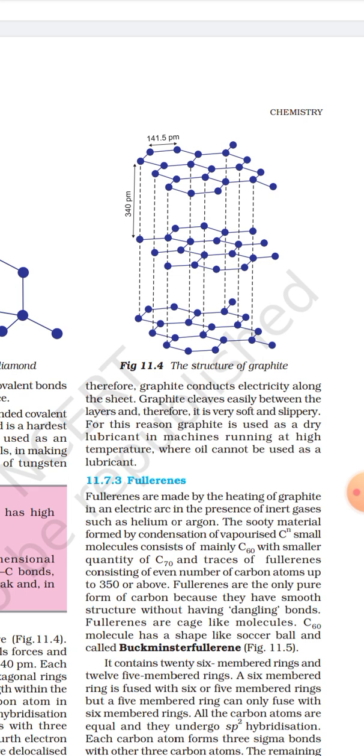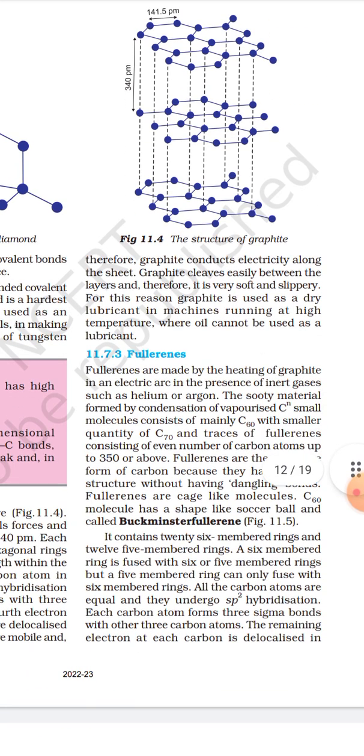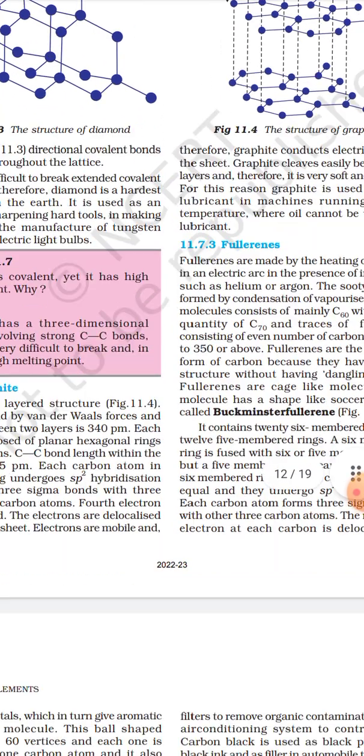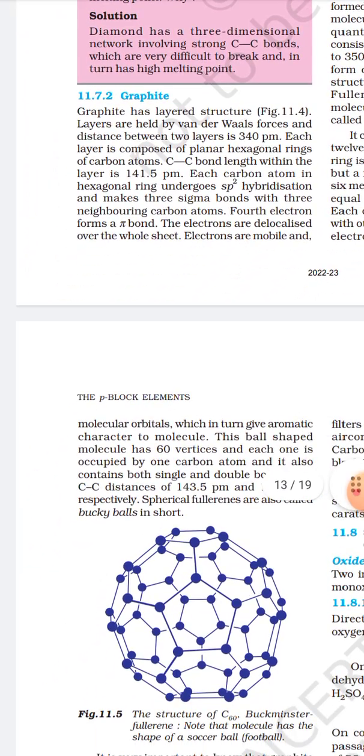It contains 20 six-membered rings and 12 five-membered rings. A 6-membered ring is fused with 6- or 5-membered rings, but a 5-membered ring can only fuse with 6-membered rings. All the carbon atoms are equal, and they undergo sp2 hybridization. Each carbon atom forms 3 sigma bonds with 3 carbon atoms. The remaining electron at each carbon is delocalized in molecular orbitals, which in turn gives aromatic character to the molecule.